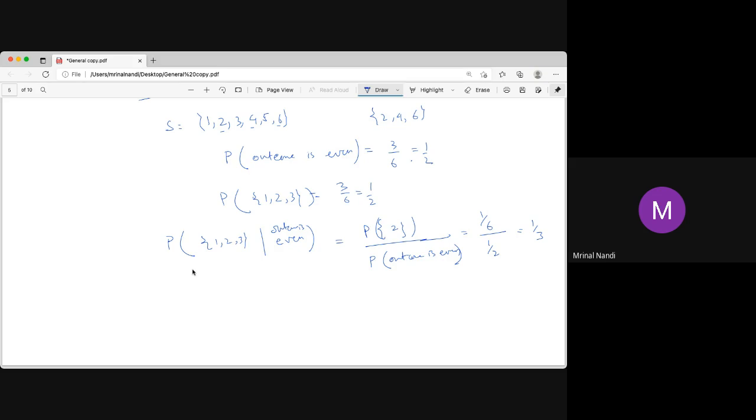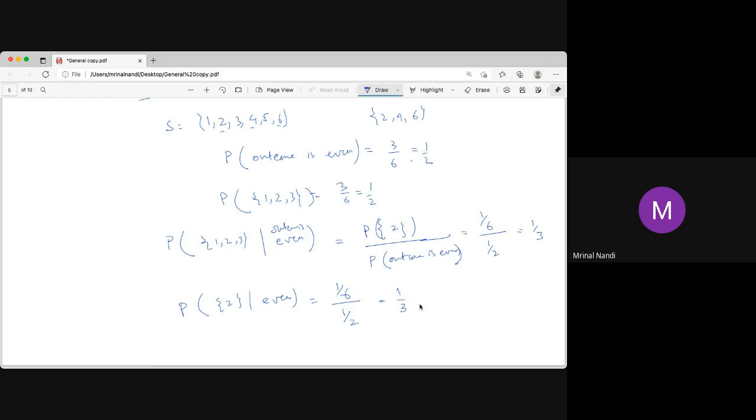Now, if someone asks him what is the probability of 2, the set contains 2, given that it is even. So it is just 1/6 divided by 1/2. So it is 1/3. So the probability of 2 is now 1/3.